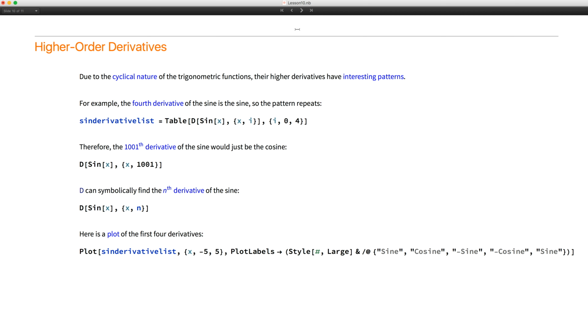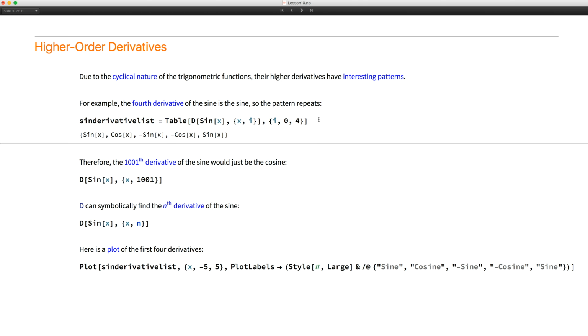Okay, just a little bit about the higher derivatives of the trigonometric functions. We know that the trigonometric functions have a cyclical nature. So you would expect that there's some kind of interesting pattern in their derivatives, and indeed that's what happens. Here is a table of the first 4 derivatives of sine. You have sine x, its derivative is cosine x, its derivative is negative sine x, then negative cosine x, and then sine x. So you're back to sine x after a cycle of 4 derivatives.